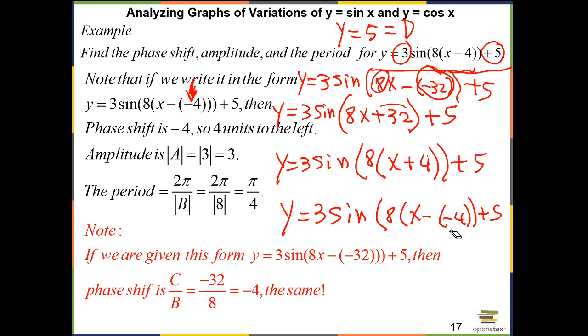So you have to understand that that's just a matter of notation, which letter we use for what. So in this case, the phase shift is negative 4, and our C is actually negative 32, and our B is 8. Okay? All right. And the period, of course, is 2 pi divided by 8, so it's pi over 4.